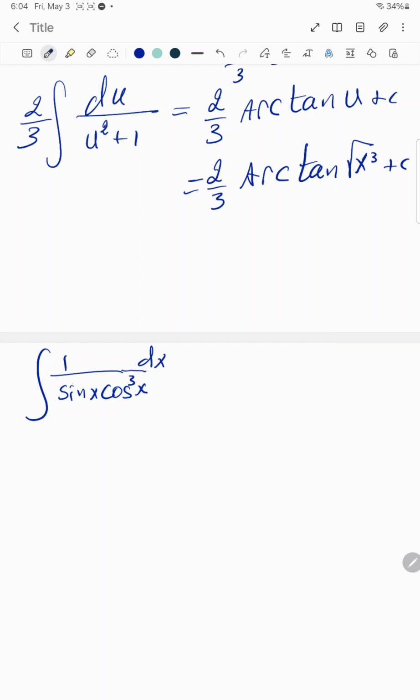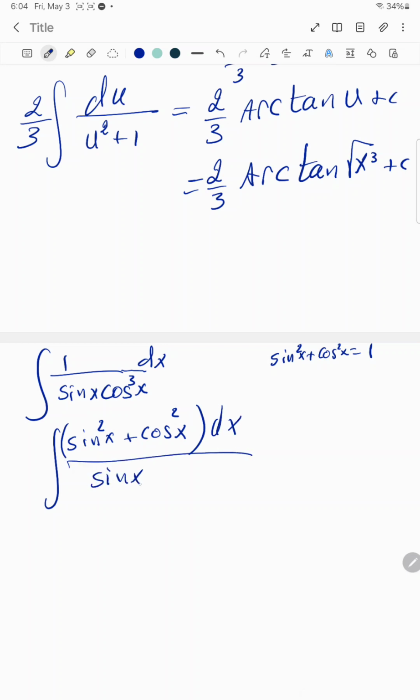But I know there is a trigonometric formula that says sine square x plus cosine square x is equal to 1. So my 1 here, I can replace it by sine square x plus cosine square x. So my integral will become sine square x plus cosine square x, dx divided by sine x cosine cubic of x.